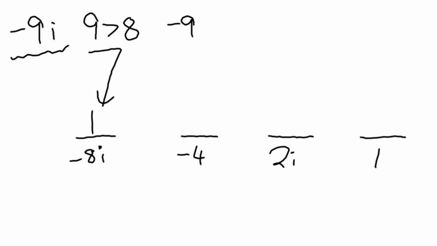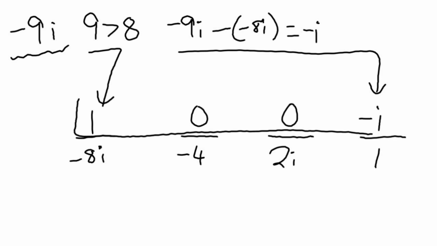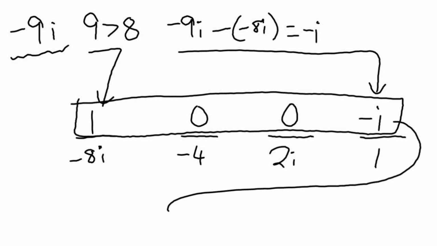What's left over is negative i, the result of negative 9i minus negative 8i. So we move to the 1's place. We want a negative imaginary value, so we put in the digit negative i. Our number now looks like 1 blank blank negative i. We turn the negative i into i1 for standard notation and end up with 1i, 1i.